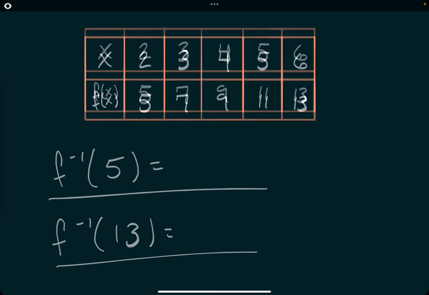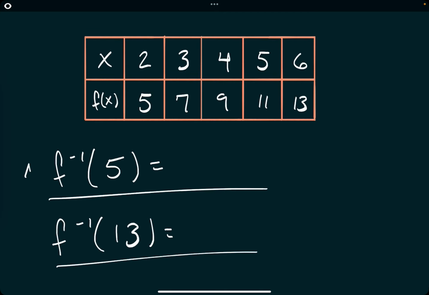All right, let's try one more. This time we're not finding any f values. Let's start by just finding f inverse of 5.